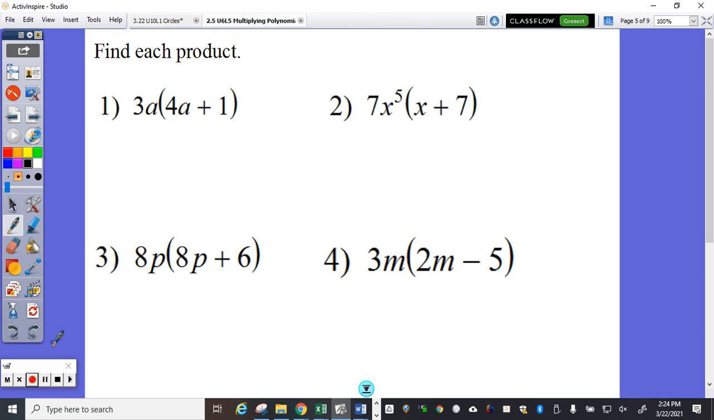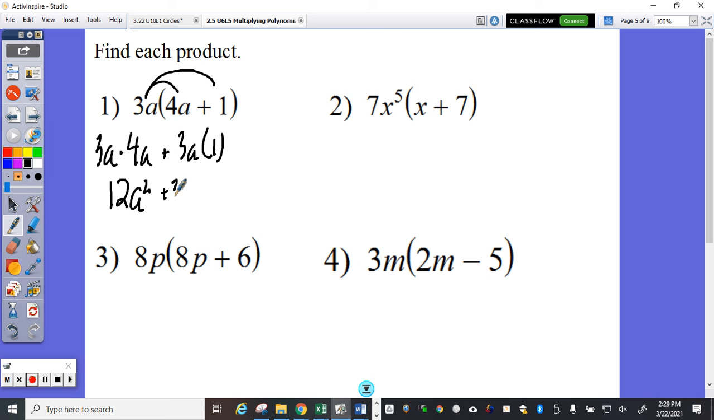All right. So, let's go for some easy stuff. You guys do these four. When you distribute this, okay, we have 3a times 4a plus 3a times 1. Well, 3 times 4 is 12. A times a is a squared. And 3a times 1 is just 3a. You cannot combine these because this is an a squared and this is an a, so this is your final answer.